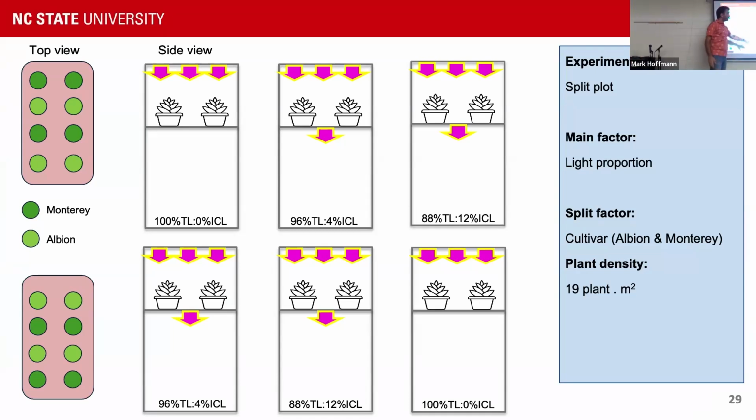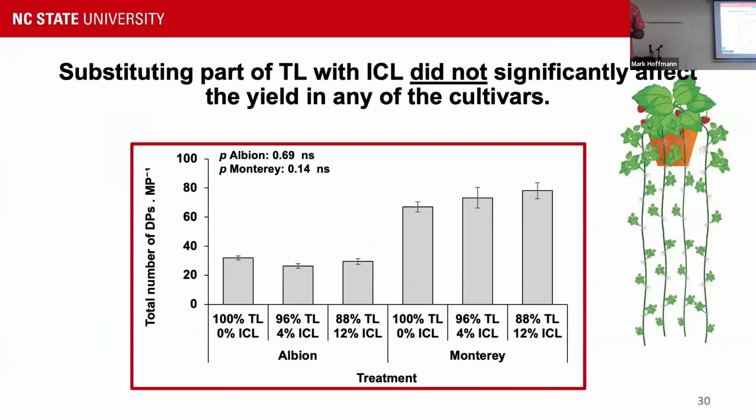We repeated this experiment twice in 2 rounds, and also twice at the same time, so there are 2 replications at the same time too. The planting density here is 19 plants per square meter. We saw that the second hypothesis, production, was rejected. The same amount of light gives the same number of daughter plants. It's not going to produce more daughter plants, in both Albion and Monterey.